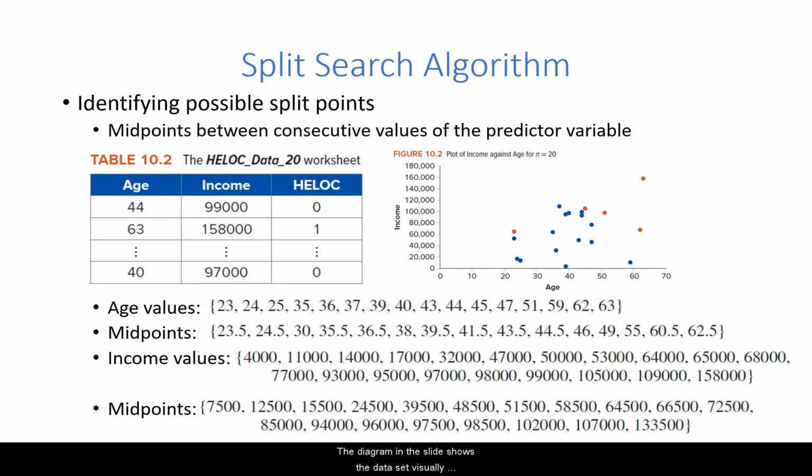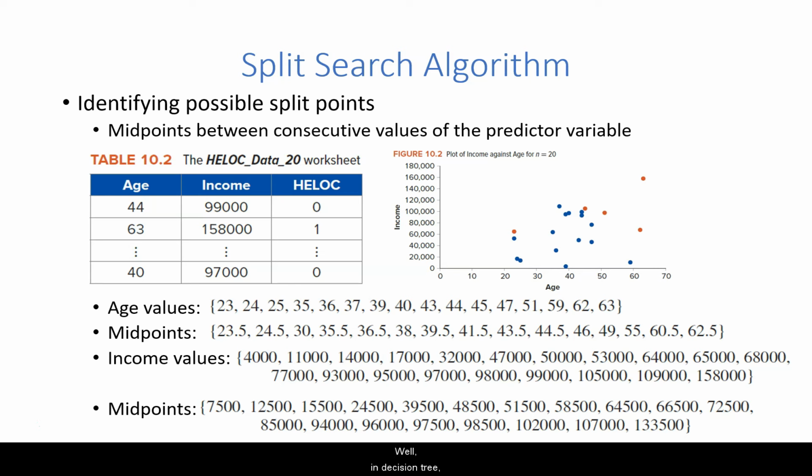The diagram in the slide shows the dataset visually, plotting each case according to age and income. We now illustrate how the split search algorithm works to partition the cases into subsets that are increasingly pure. First, we need to identify the possible split points. One look at the diagram shows that there are seemingly unlimited number of possible split points along both age and income dimensions. So which of the split points are relevant to our problem?